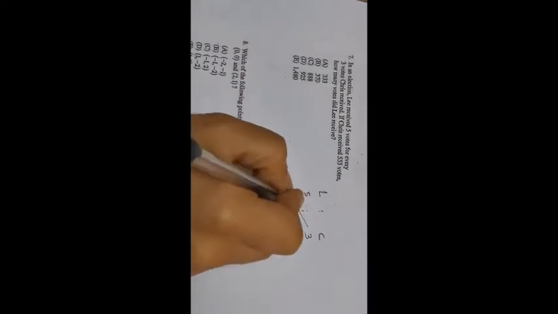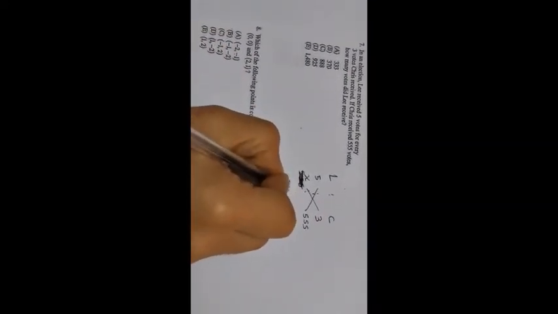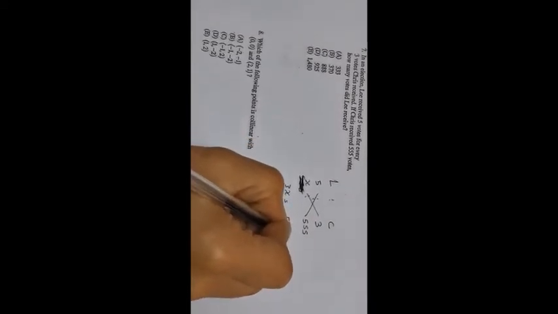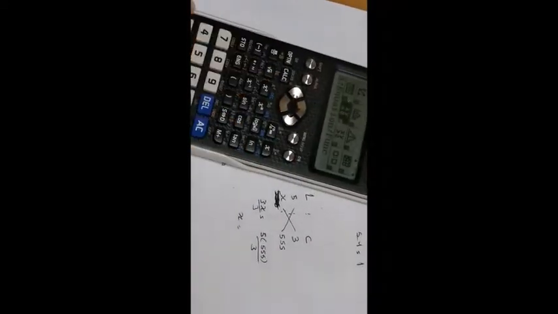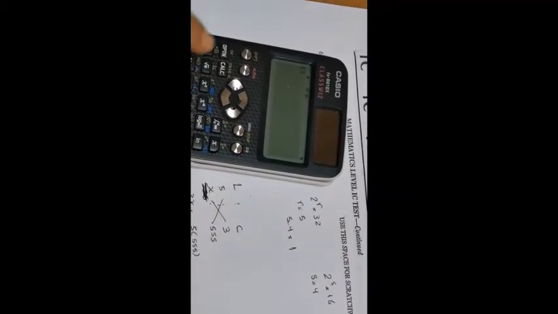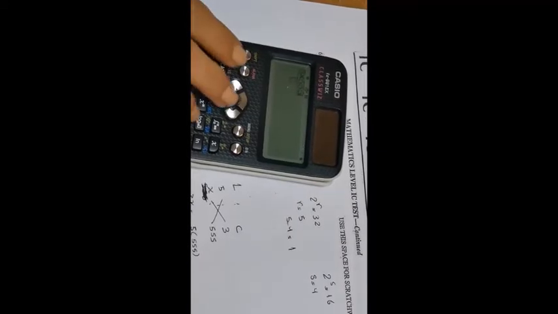So how can we solve this? We can solve it in many ways. The easiest way, we can choose cross multiplication. So 3x is going to be equal to 5 multiplied by 555, over 3. So we will get the answer here, x equals 5 times 555 divided by 3. So the answer is 925, which is D.